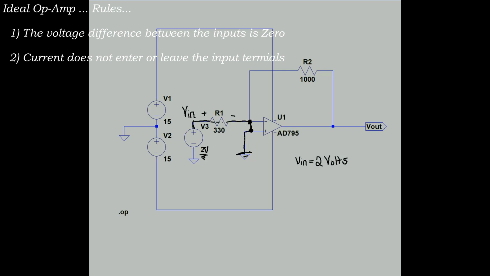So common to the common on Vin and between the two sources, V1 and V2. Also, the current does not enter or leave the input terminal. So if we find the current through R1, the current doesn't go anywhere else. It's not going to go into the input terminal of U1. It's going to have to go through R2. So the current through R1 is going to be 2 volts over 330 ohms, which gives us 6.06 milliamps.